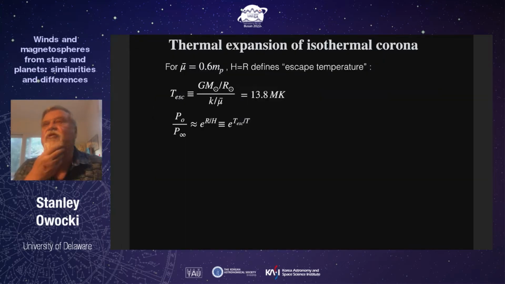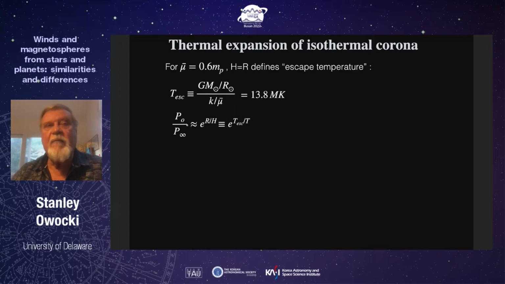So let's talk more about this thermal expansion of an isothermal corona. Let's assume that the corona is somehow heated and kept hot as it goes up in height. We can think of a temperature at which the scale height h is equal to the stellar radius. We can call that an escape temperature. For the sun, it's about 13.8, almost 14 million Kelvin. It never reaches that temperature, but it's a substantial fraction of that temperature.